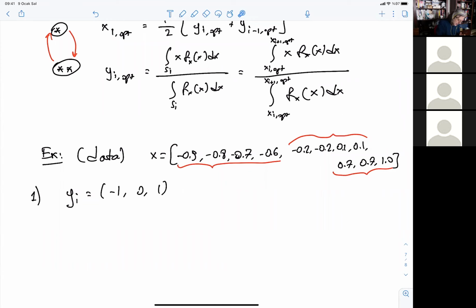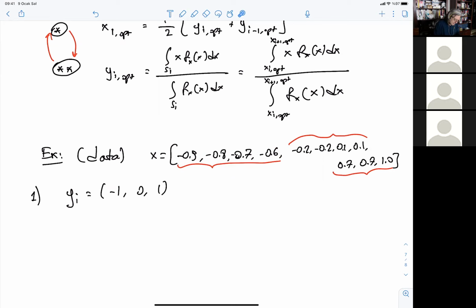Since the yi's are here, I will first have to classify each of the data that I have here into classes that are represented by -1, 0, and 1. According to what? According to the nearest neighbor relation. For example, if I take minus 0.9, it will belong to the set which is represented by -1 because it's nearest to this. Minus 0.8 will also belong to the same class. Minus 0.7 will belong to this class. Minus 0.6 will also belong to this class, luckily.